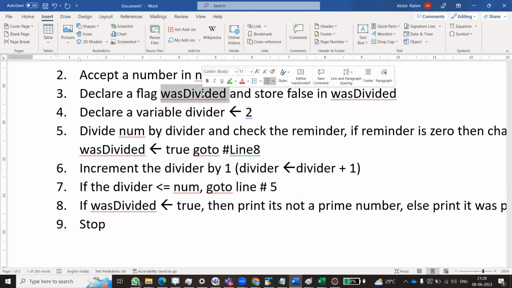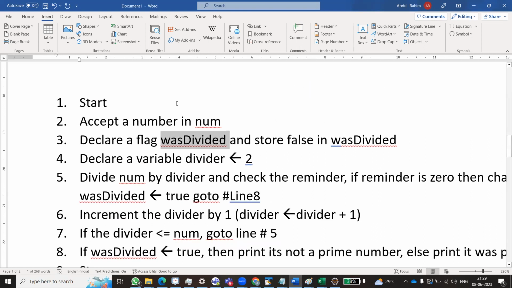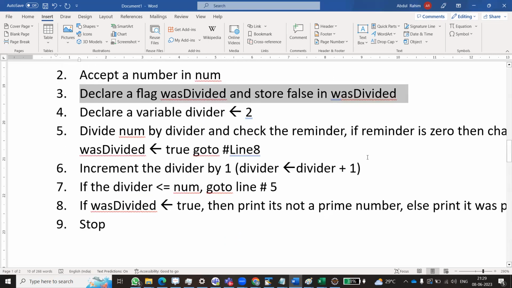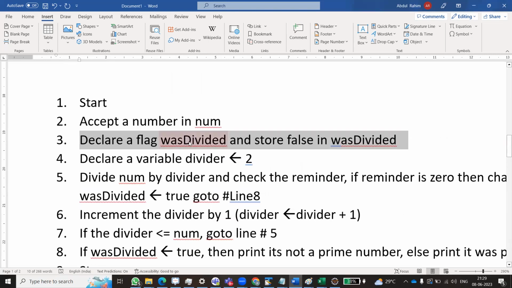Statement 3: was divided is equal to false. Okay. Has everyone understood? If you have any questions, you can ask me right now.